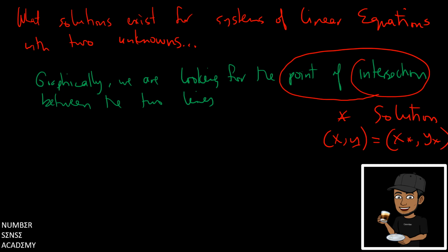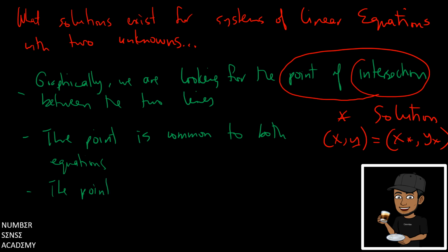Okay, so if it's a solution and if it intersects, that means the point is common to both equations. So that means that that point lies on both lines. Okay, so we're just saying the same stuff, just in different ways, just so we have a full-scale understanding of what that means to have a solution to a system.